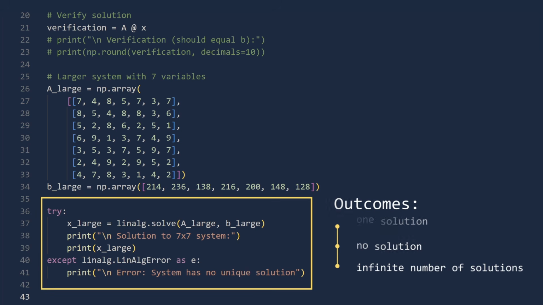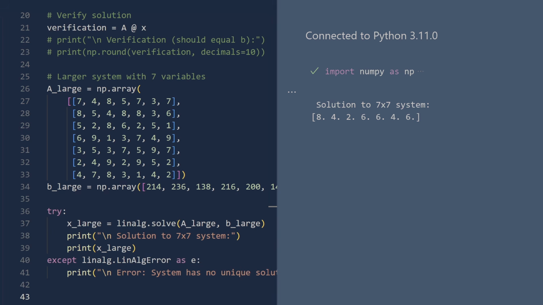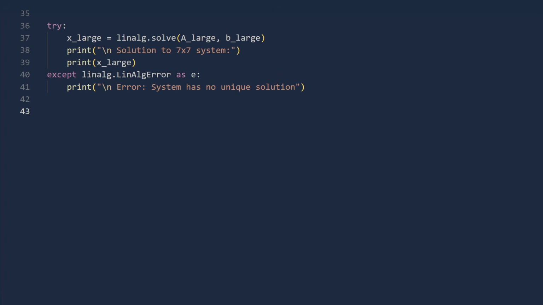In NumPy, the solve function will work gracefully only if there is a single solution. Otherwise, an exception will be raised. Run. Big solution found. And all of the values are integers. What are the odds? Not all systems are so fortunate.